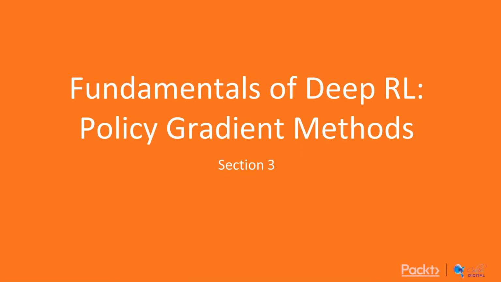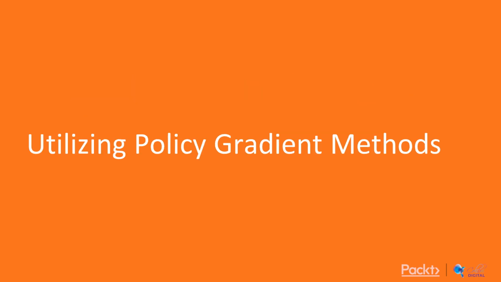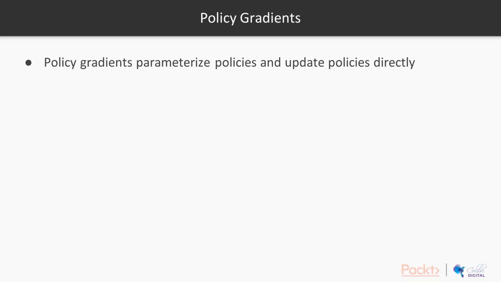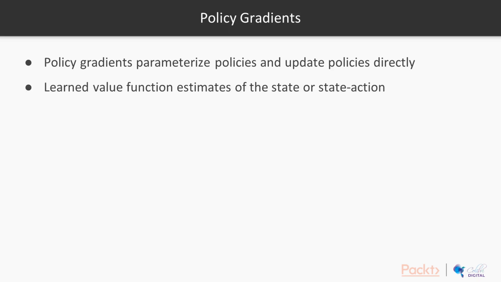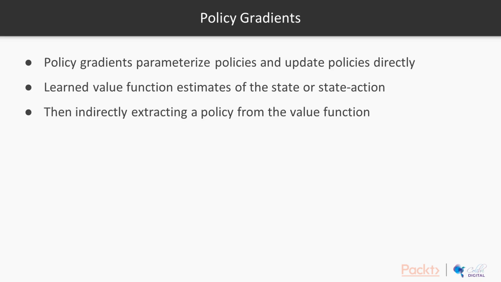Section 3. Fundamentals of Deep RL, Policy Gradient Methods. Utilizing policy gradient methods. In policy gradient methods, we update the policy directly. We parameterize the policy and perform updates on the policy parameters, seeking to improve the policy. This is in contrast to Sections 1 and 2, where we learned estimates of the state or action values. Then we extracted a policy based on those values, like we did with epsilon greedy.